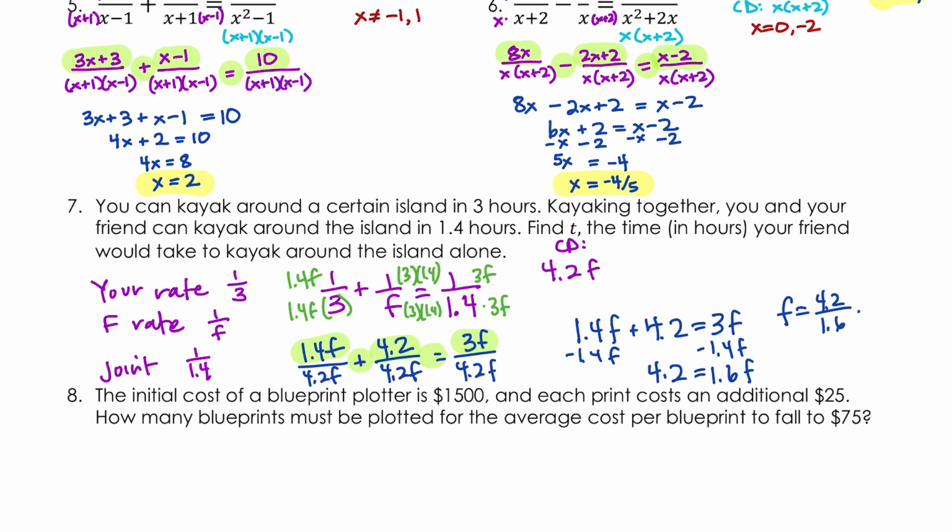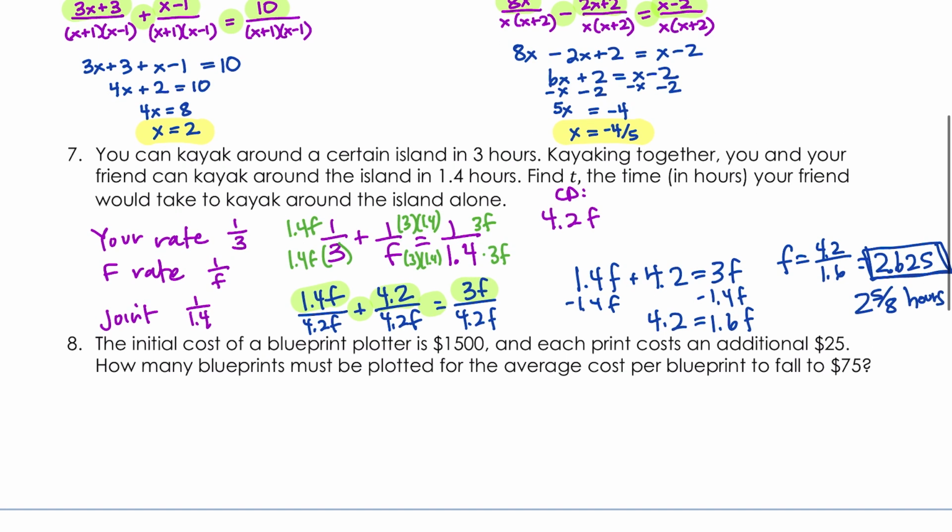And I got 2.625. So it takes your friend 2.625 hours. That's 2 5/8 hours, but it's fine to leave it just as a decimal here, if they were going by themselves.